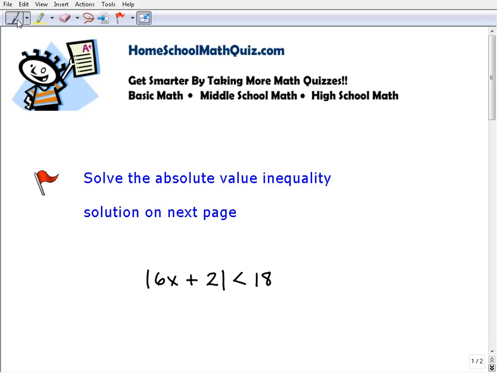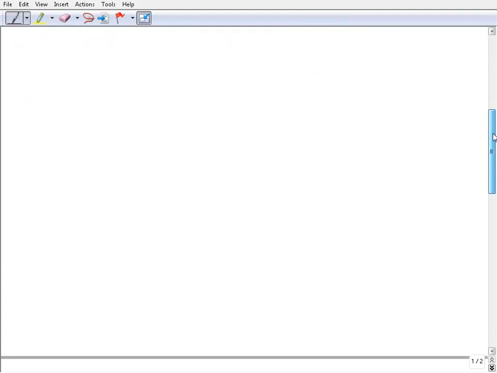Okay, so here is our quiz problem. We're going to go ahead and solve the absolute value inequality. And if you haven't tried this problem, maybe you want to go ahead and pause the video and try it now. All right, so let's take a look at our solution.